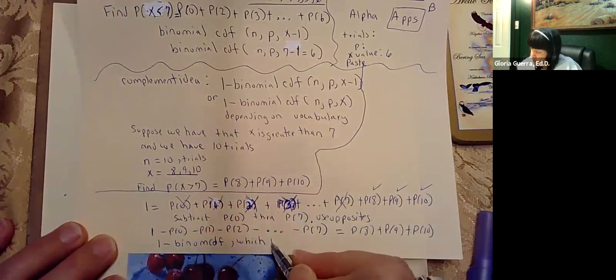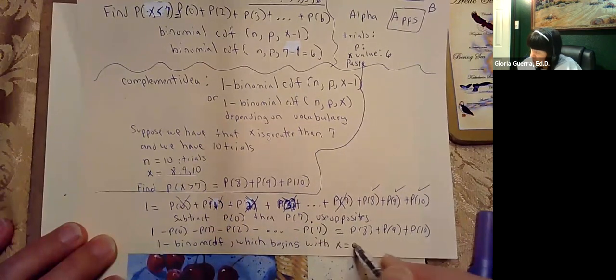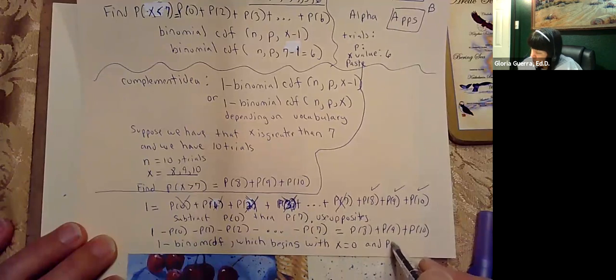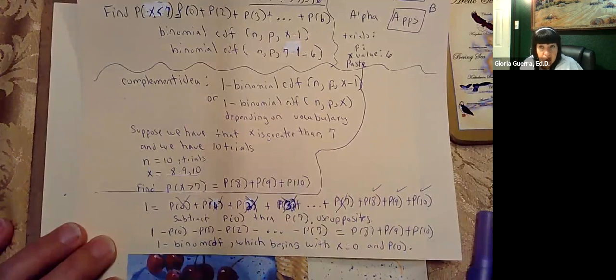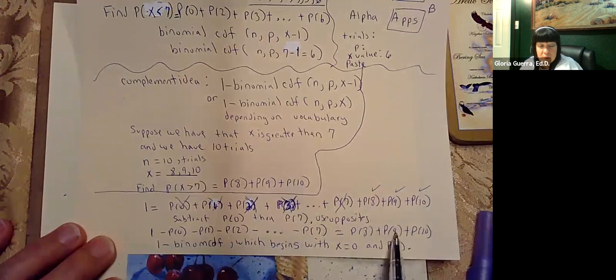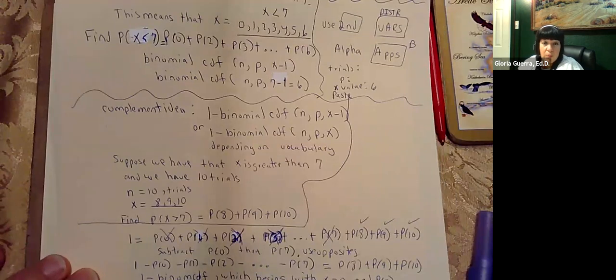Remember, CDFs, very important, which begins with x equals 0 and p of 0. So I didn't put 1 minus binomial PDF. PDF is exactly 1 probability. This is CDF. It starts with 0. And we want to go 0 all the way, in this case, to 7, so that we're left with this. That's the idea of the complement.